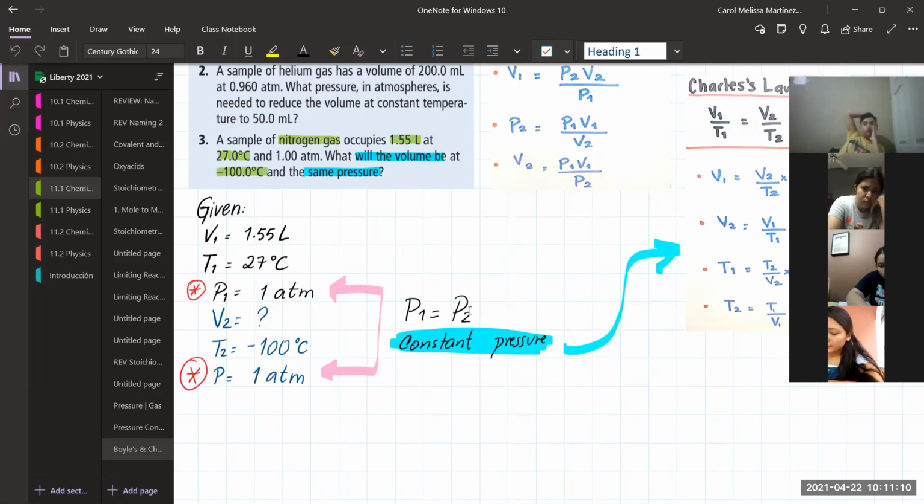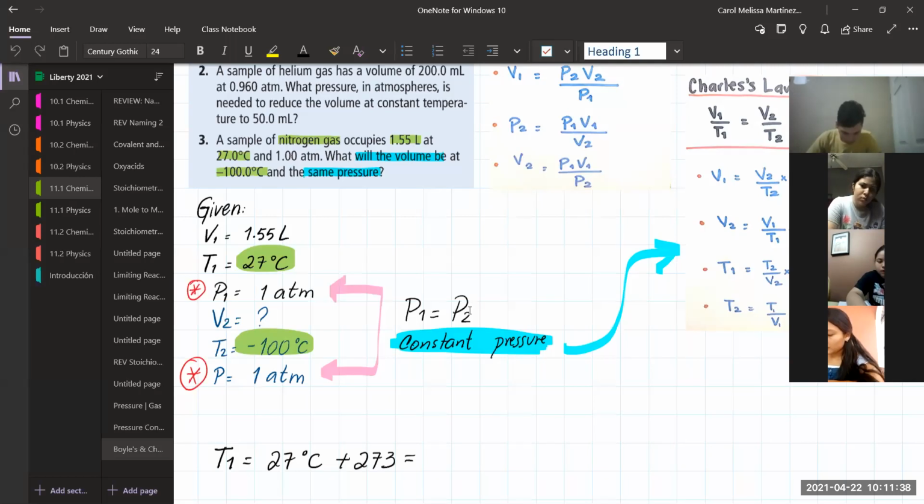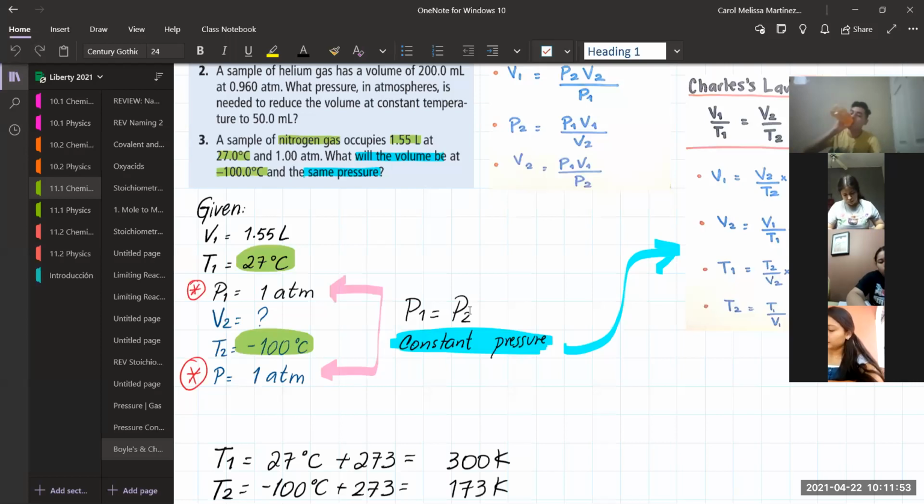Another thing that you have to work with is the temperatures. As you can see, they are in Celsius degrees. You have to express the temperatures, initial and final, in Kelvin. So your temperature 1 is going to be 27 Celsius plus 273, which gives you 300 Kelvin. The second temperature, negative 100 Celsius plus 273, is 173 Kelvin.